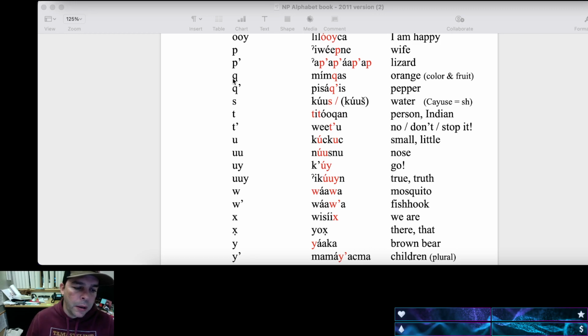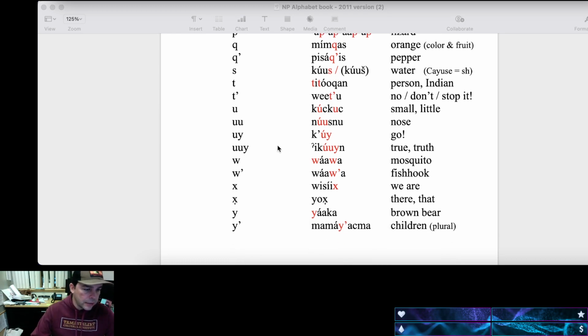Q is a sound that we don't have in English, so we're kind of putting our lips in the shape of an O too, and the sound comes from farther back in your throat, so it's pronounced ka, ka, mimkos, pisakis. So you move your tongue back just a little bit farther, put some more emphasis on it when it's glottalized. ST, U makes the oo sound, so it becomes kuts kuts.